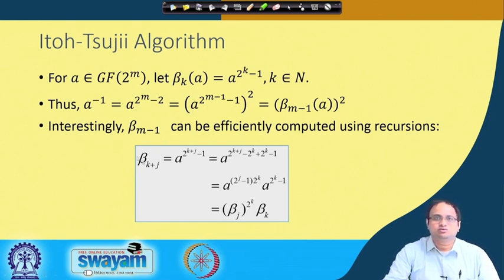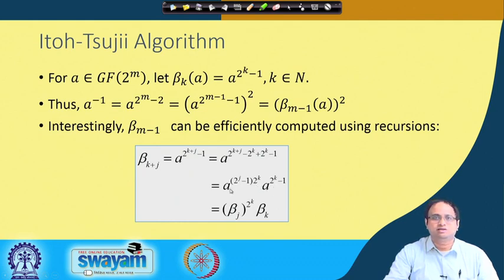So, why does it work? It is very easy to see that beta k plus j is nothing but a to the power 2 to the power of k plus j minus 1. For convenience I can introduce a minus 2 to the power of k and then add plus 2 to the power of k. So basically it is the same minus 1, and from the first two factors I take 2 to the power of k common. Therefore, I get 2 to the power of j minus 1 into 2 to the power of k, and the other term is a to the power 2 to the power of k minus 1.